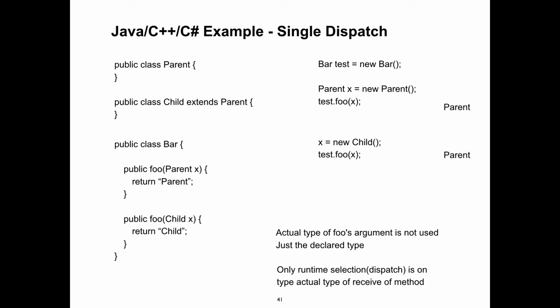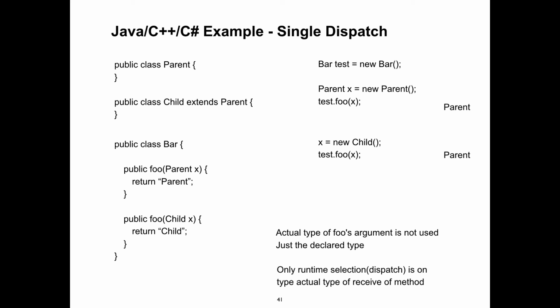Now I've got a bar class, and it has two methods, both foo, but one has a parent parameter and one has a child parameter, right? That's allowed in Java because the signature of a method determines whether it's unique or not, and the argument list is part of the signature. Now, when I create a bar object, I create a new parent object and call foo on it. I get parent, right?